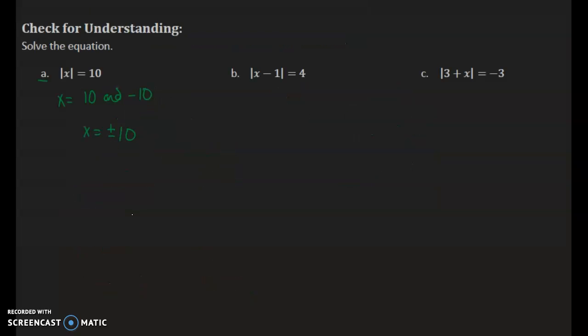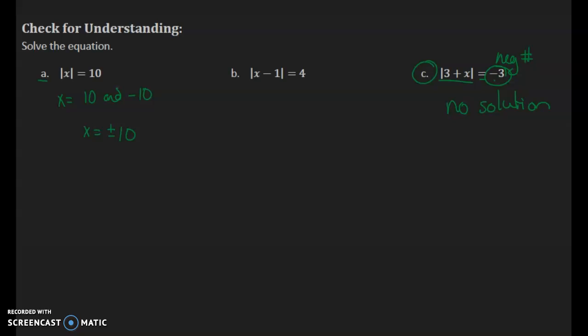Let's go back to our check for understanding problems. Just by looking, which problem, B or problem C, will automatically be no solution? All right, you should have hit problem C. C will automatically be no solution. The reason is the absolute value equals a negative number. If the absolute value bars equal a negative, you automatically put no solution.